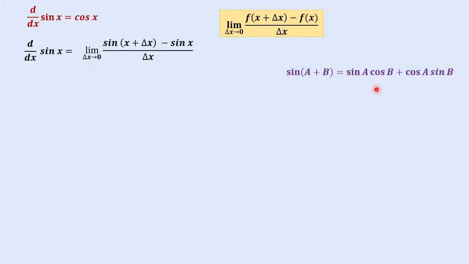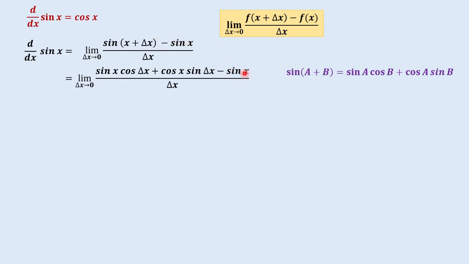Now, let us recall the sum and difference identities, which was covered in our previous videos, that if we have sine of a plus b, that would be equal to sine a cosine b plus cosine a sine b. In this case, let's say that x would be our a and then delta x is our b. And applying this formula, we can have sine x times cosine of delta x plus cosine of x sine of delta x minus sine x.